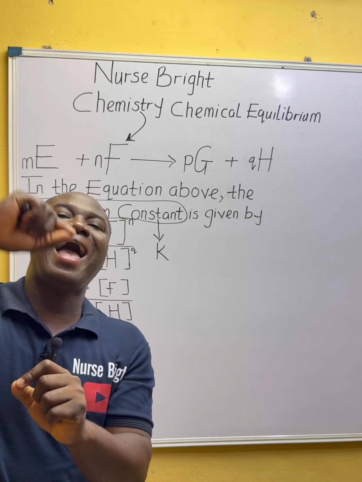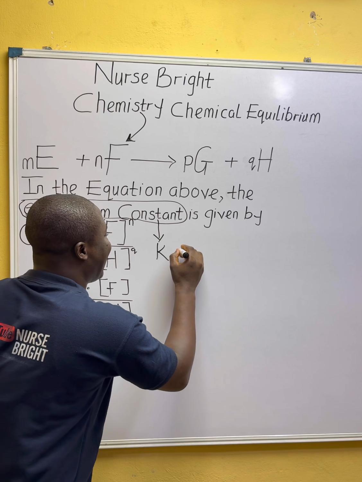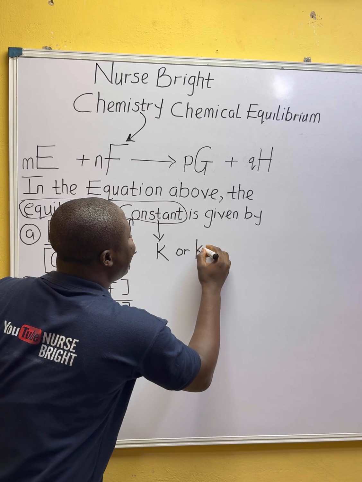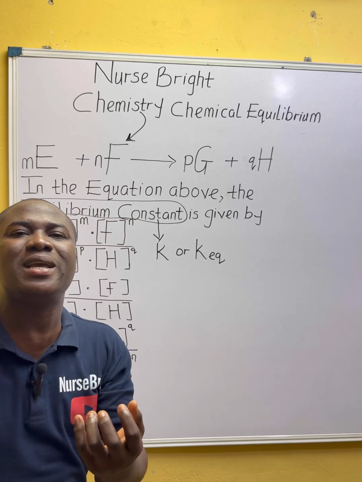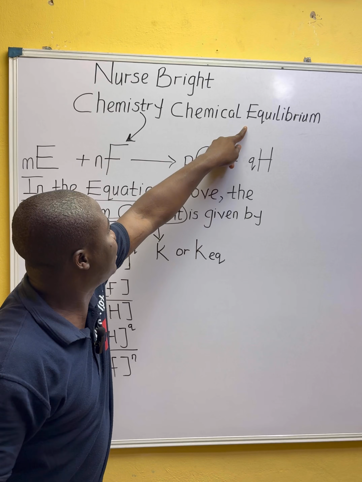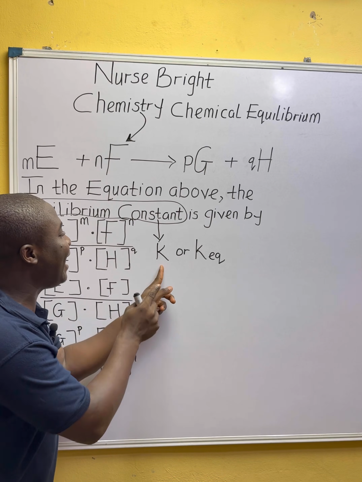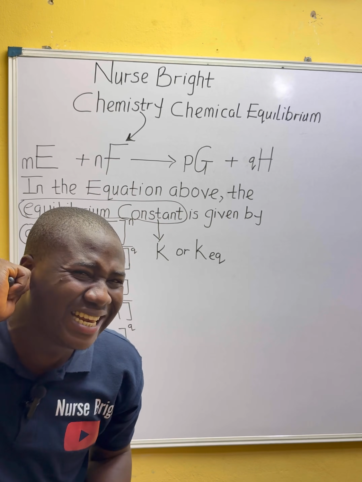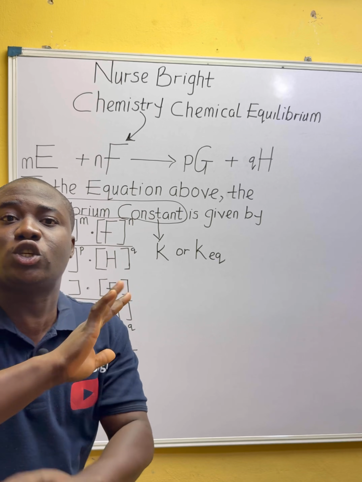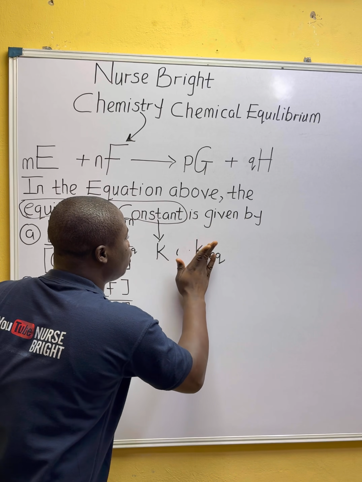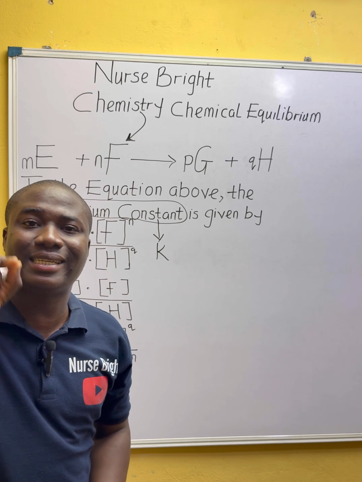Now, I can decide to add something. It can be given as K, or I simply say Keq. This EQ simply means equilibrium. We can simply say K or Keq. You can use any of them, but let me just use the first one written, which is K.